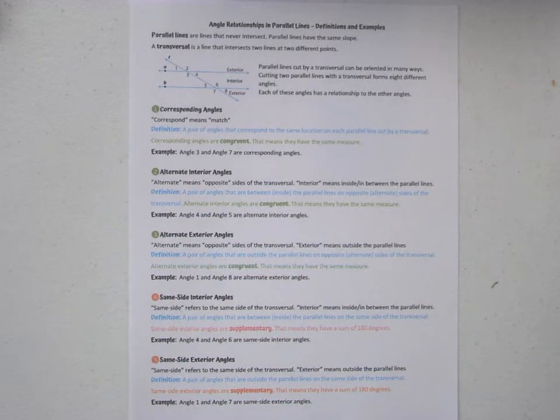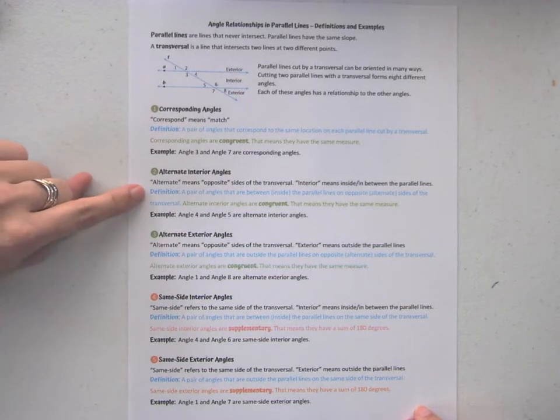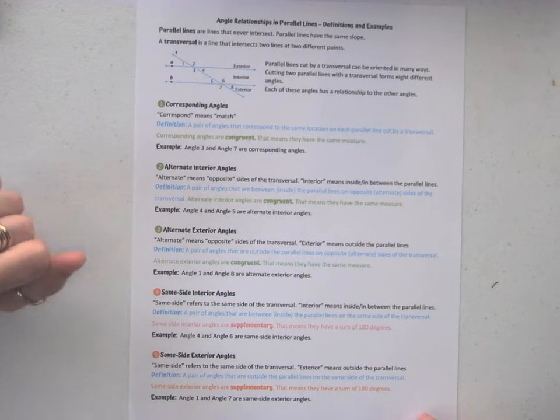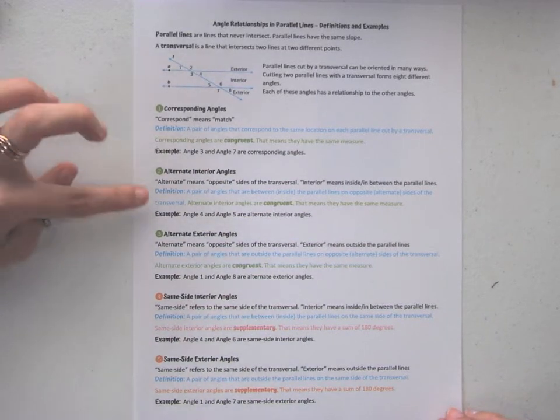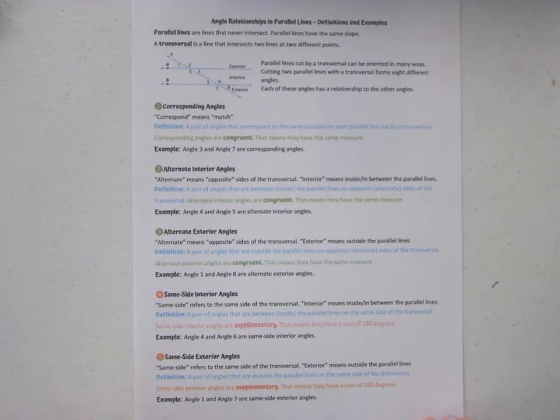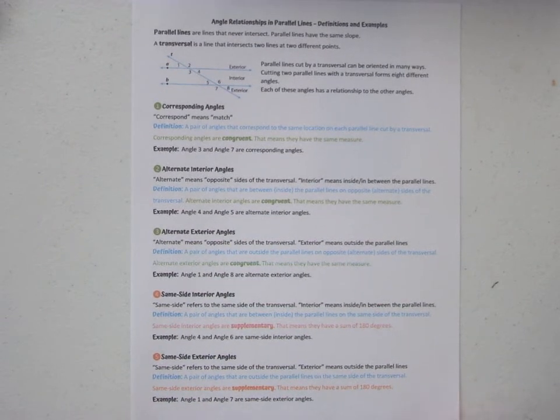This includes your definitions of all angle relationships: corresponding angles, alternate interior angles, alternate exterior angles, same side interior angles, and same side exterior angles. So you'll recall from last week's learning that corresponding angles, alternate interior angles, and alternate exterior angles are all congruent. When we have corresponding angles, that pair is congruent. Same with these other two. With same side interior angles and same side exterior angles, those pairs of angles are supplementary. So that means that they add up to 180 degrees.